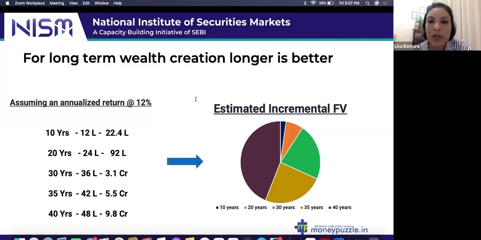I can see some questions like where to begin. I think we spoke about that. For beginners, if you want to go for long term wealth creation, large cap equity funds is a good place to start. For your emergency fund, for short term kind of allocation of money, liquid funds, ultra short term funds, those are a good place to start.